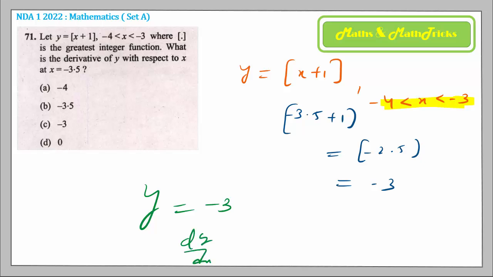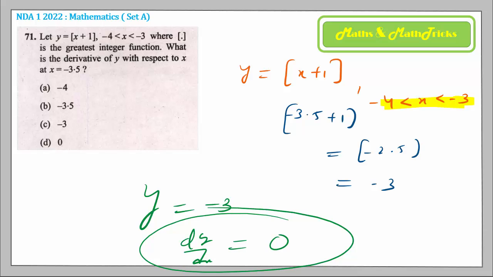What is the derivative of y with respect to x? It's 0. They ask that only. What is the derivative of y with respect to x at the particular point? Let the given point be anything. The greatest integer function turns to 0 for the provided interval of x. Right? So hence accordingly the answer is option D for this.